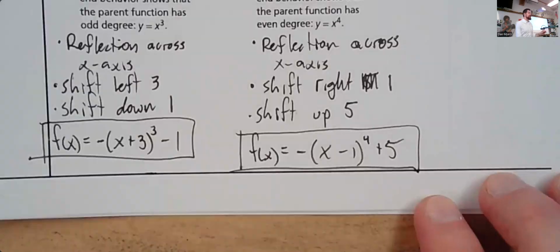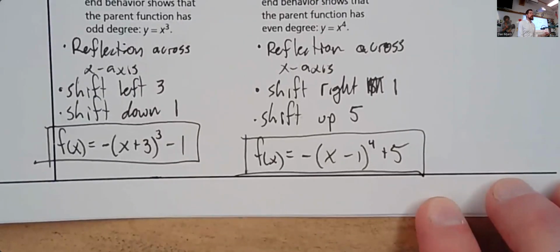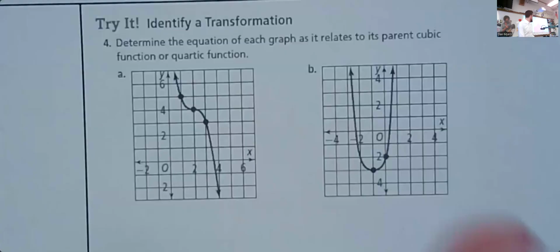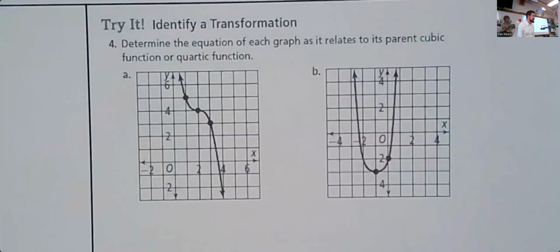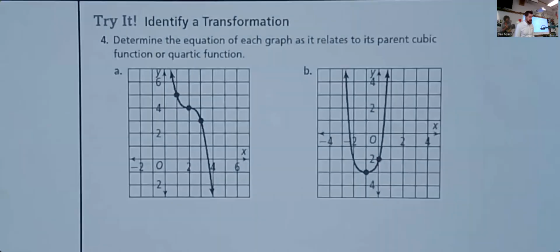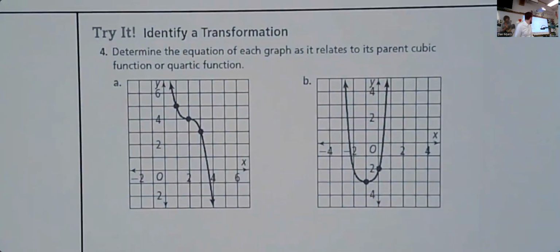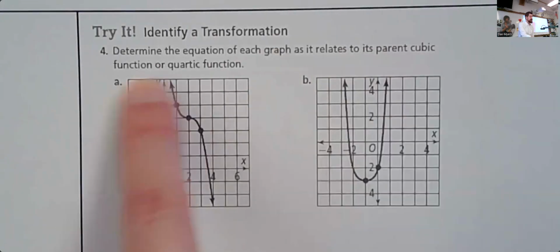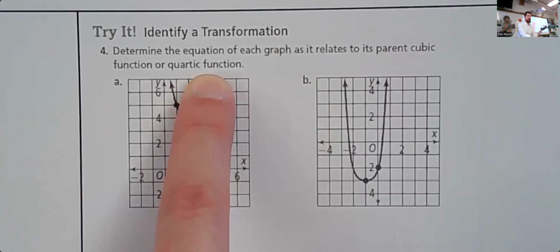Other questions before we continue? All right, turn the page. We'll finish up with this one today, and then I'll get you your assignment, and then we will finish this last word problem tomorrow. And then we'll start the review tomorrow as well. So here we go. Determine the equation as it relates to parent cubic or parent quartic. So again, degree of 3 or degree of 4.